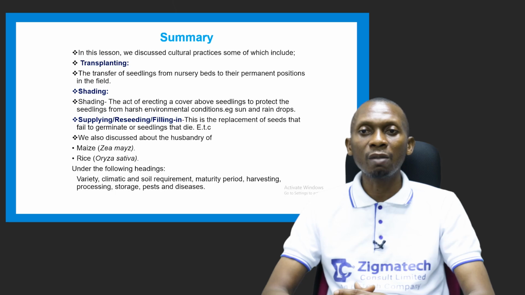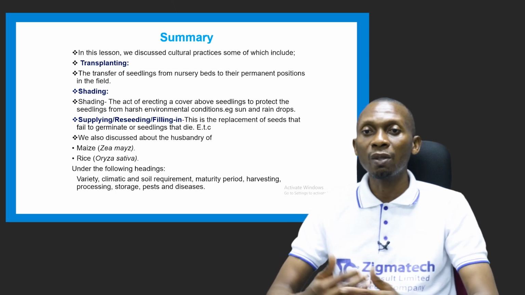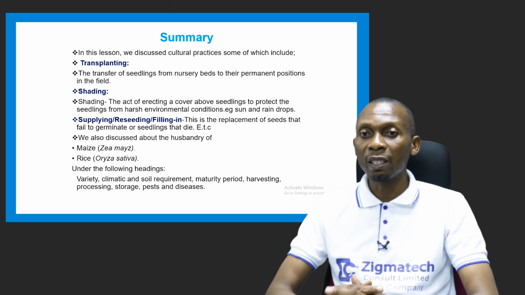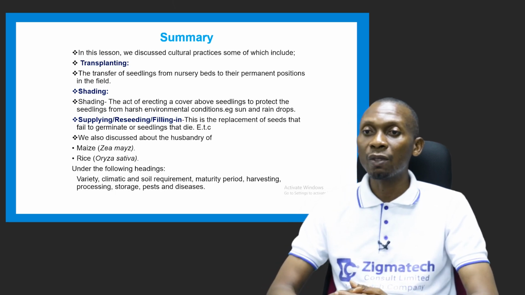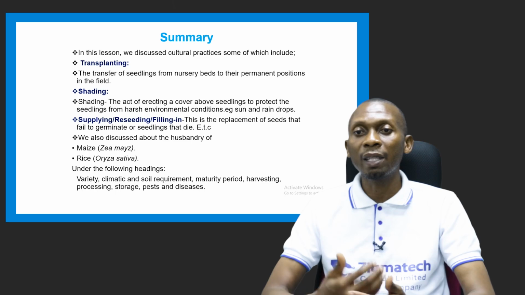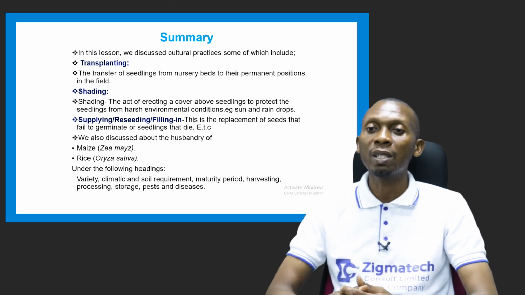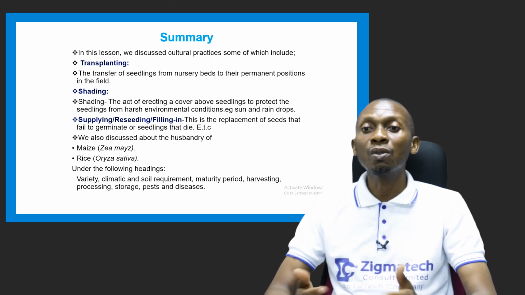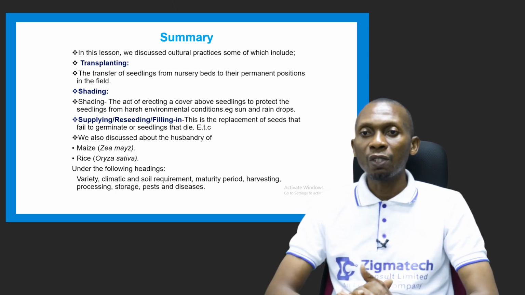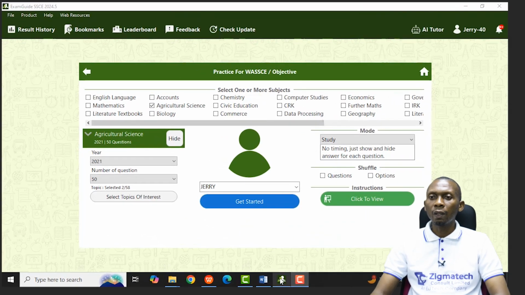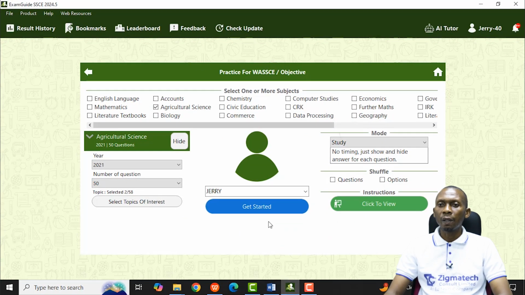We also discussed the husbandry of maize, which is Zea mays. We also looked at rice, Oryza sativa, under the following headings: the variety, the climatic and soil requirements, maturity period, harvesting, processing, storage, pest and disease control, and also looked at the usage as well. Thank you so much for your time. Okay, let's take a look at some questions.